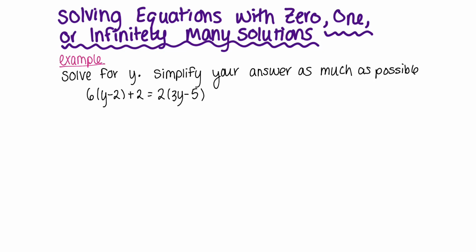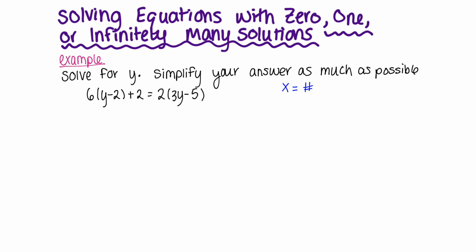Solving equations with 0, 1, or infinitely many solutions. This is a new idea. So previous to this, when you've solved equations, you end up with x equals a number, or y or z, or whatever your variable is. You get it to equal a number. That's one thing that can happen.